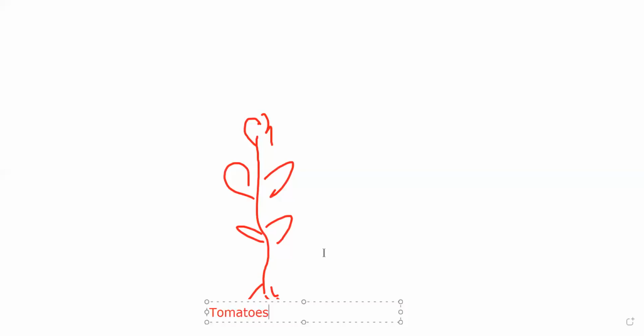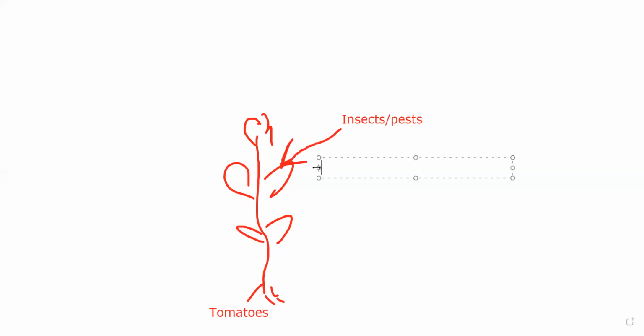But somehow, there are some insects. These insects are pests. They attack and destroy my tomato. So when they come to my tomato, they will possibly kill the tomato. Okay? Because they are sucking the sap out of the tomato and all of that.